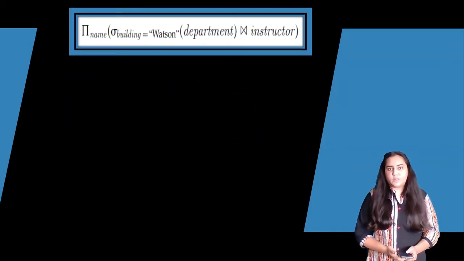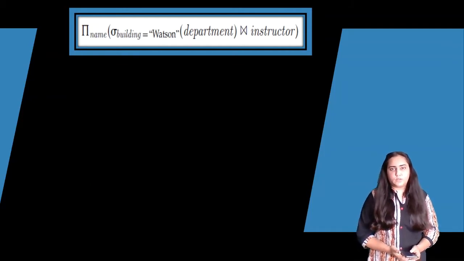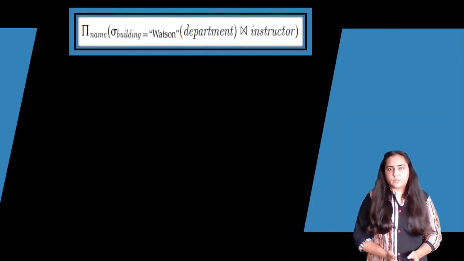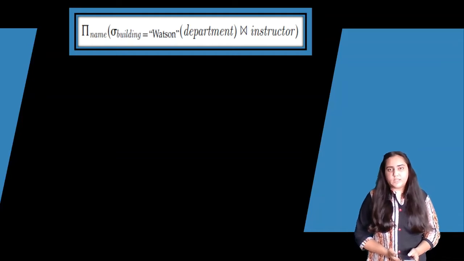If you have a query like this, where you are trying to find out, first of all, the departments which are present in the building Watson, and taking a natural join of that with instructor, and then taking out the names from there.